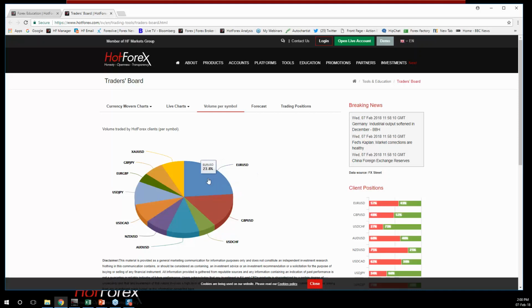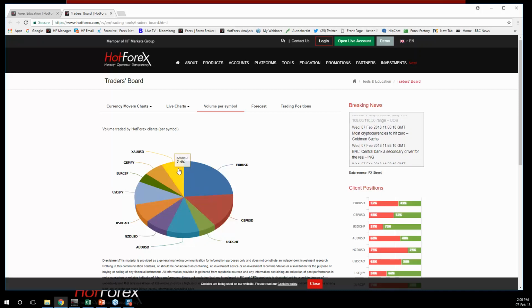So typically this very rarely changes. Usually it's a big wedge for the euro, a big wedge for the cable, a big wedge for the yen. Normally yen's actually quite small there. No, there it is, yen. Aussie's got a lot of interest today, and New Zealand dollar's been quite interesting as well, simply because the RBNZ meet tonight, pound, Bank of England meet tomorrow, and gold's obviously another one that everybody likes trading as well.